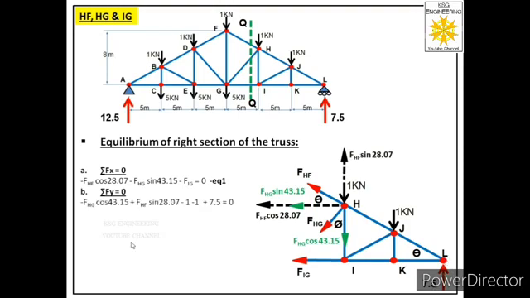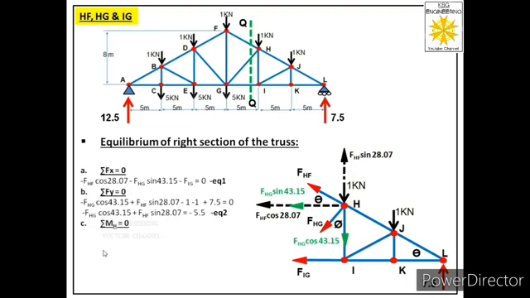So the equation will be minus FHG cos 43.15 plus FHF sin 28.07 minus 1 minus 1 plus 7.5 equal to 0. So from here we will get the equation minus FHG cos 43.15 plus FHF sin 28.07 equal to minus 5.5. So in this equation again we have two unknowns, so we cannot solve it. Let us call this equation number 2.